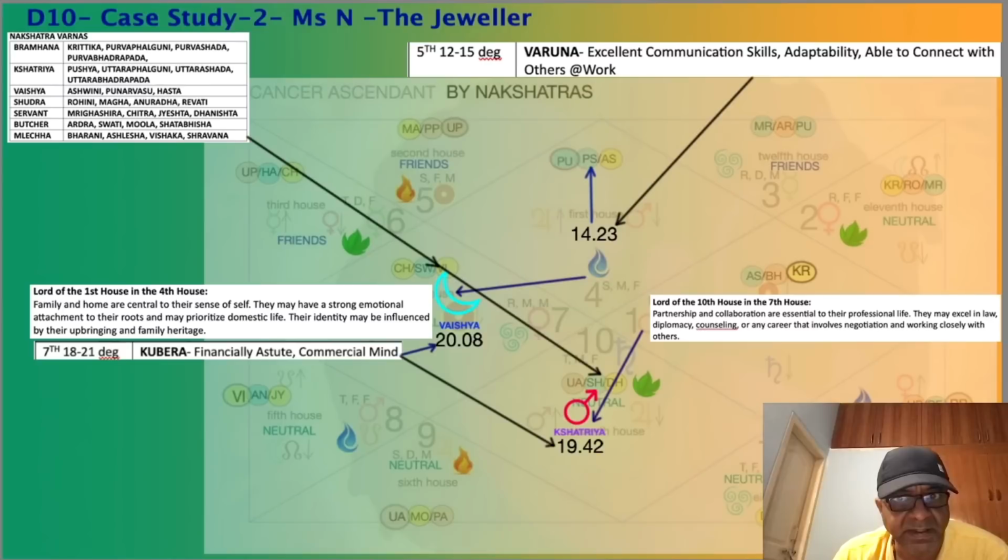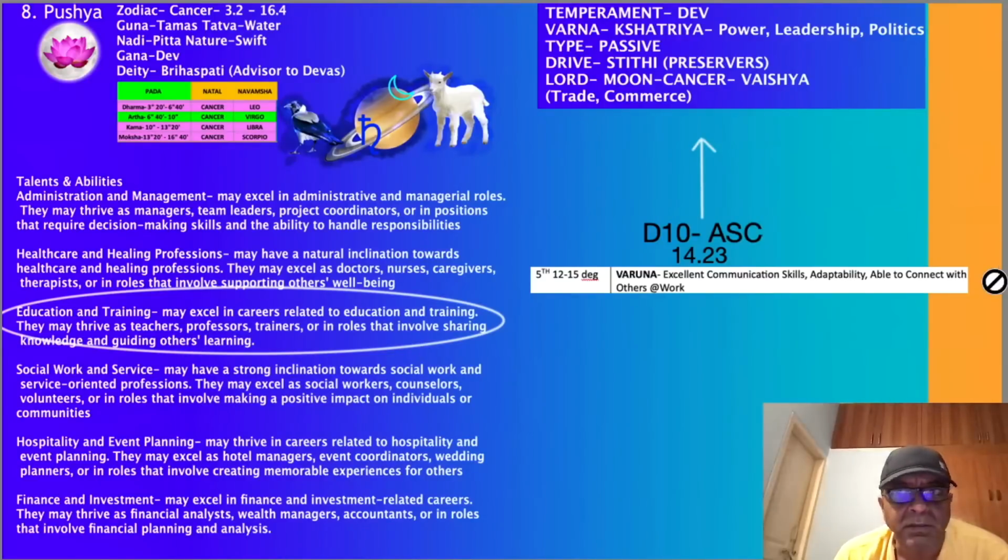Now let's see the nakshatras. Okay, so we'll get a better idea about this. Pushya nakshatra is where she is sitting in the ascendant. Pushya is a teaching nakshatra. It loves to teach, it loves to gain wisdom, it has wisdom, and it loves to gain wisdom more and more.